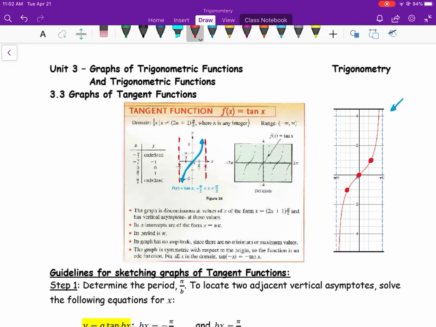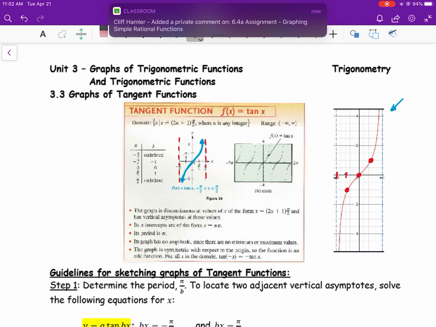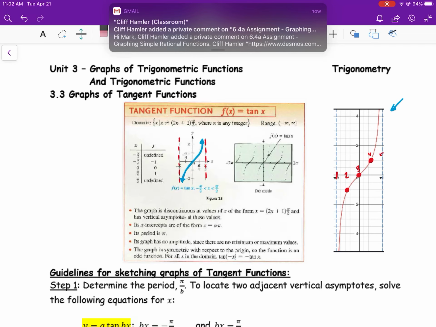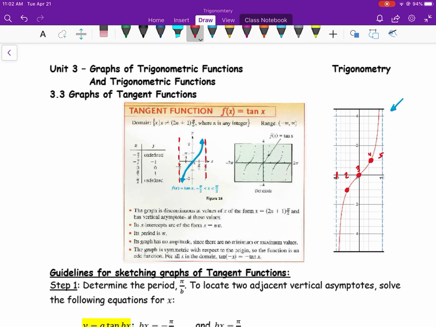Okay, so we'll need 1, 2, 3, 4, 5 different pieces to that puzzle. Okay, so that's what we're going to be working on today.